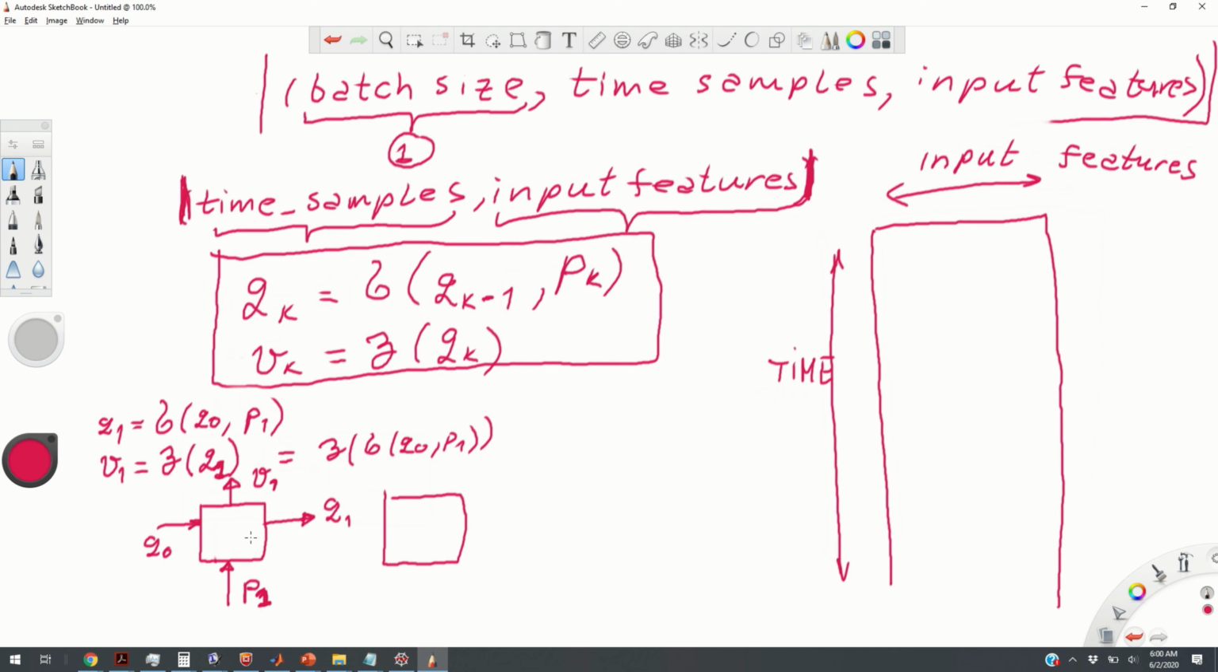Similarly, at time instant 2, Q1 becomes an input from the left side. We are presenting P2, we are producing V2, and we are computing Q3 for the next time instant. And that's why it's called recurrent. Our inputs at every time instant should be presented to the network, and the output should be produced.